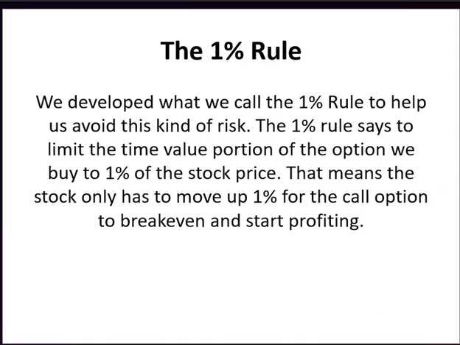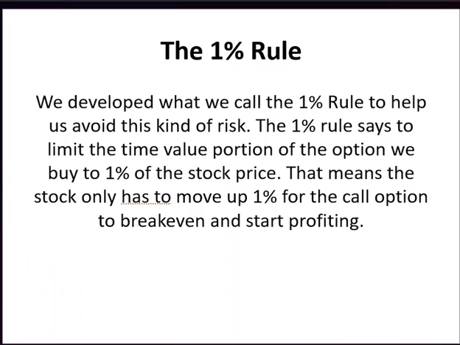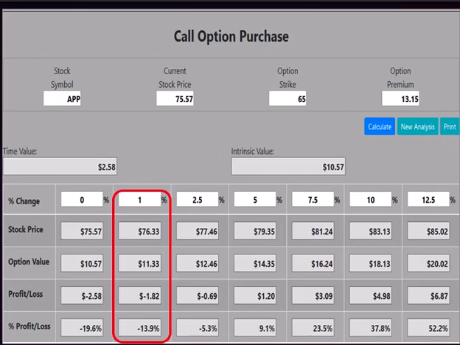Okay, now we're going to talk about the 1% rule. We developed what we call the 1% rule to help us avoid this kind of risk. The 1% rule says to limit the time value portion of the option we buy to 1% of the stock price. That means the stock only has to move up 1% for the call option we purchase to break even and start profiting.